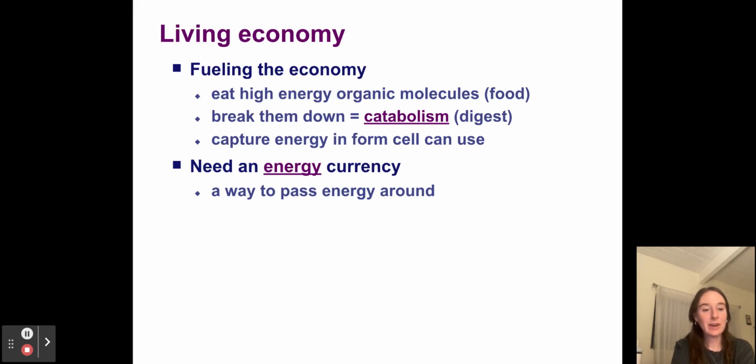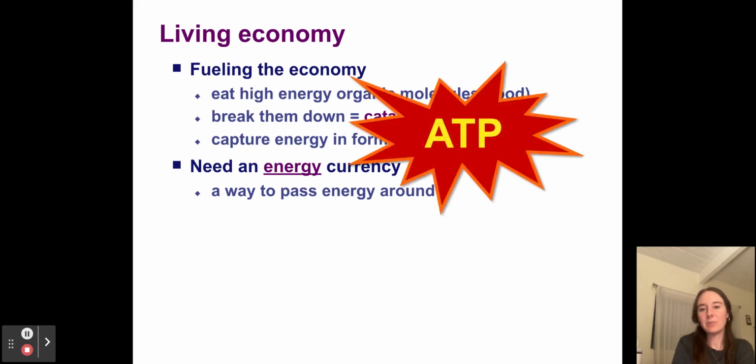We need some sort of energy currency. So the glucose molecules, the fat molecules, the protein molecules that we eat, those molecules aren't able to be quickly used as energy by the cell. We need a way to actually move energy around quickly in smaller pieces. And that is what brings us to ATP. So ATP is a molecule that basically is the energy currency for the cell.